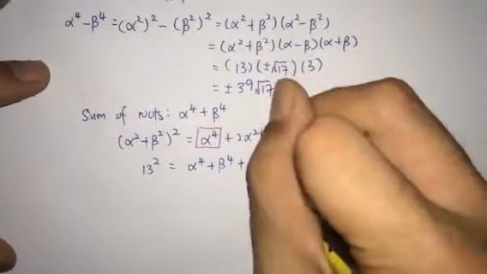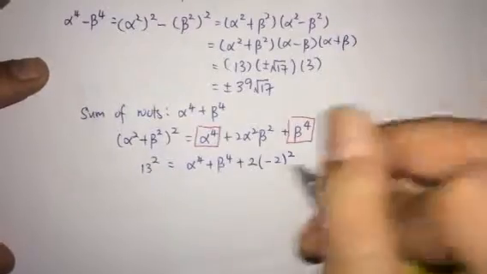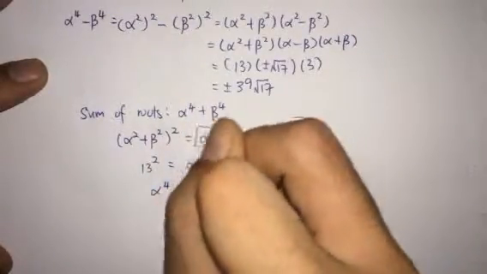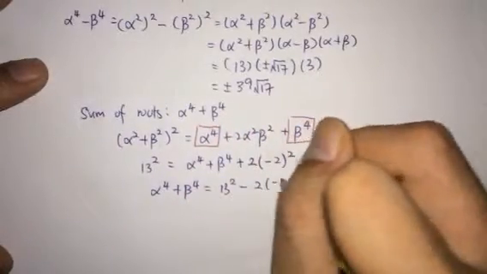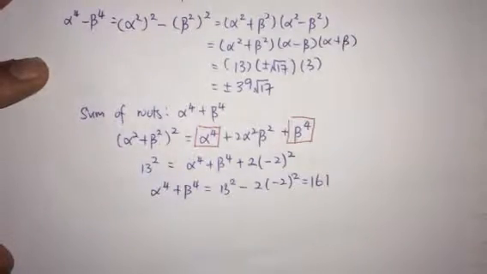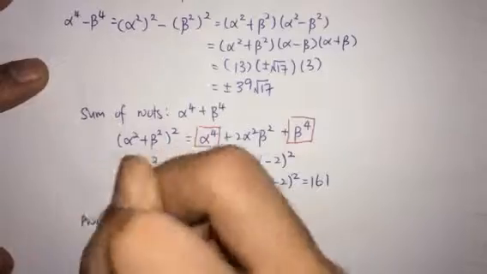So moving the equation around, we have alpha 4 plus beta 4 equals 13 square minus 2 square. And this will give me 161.